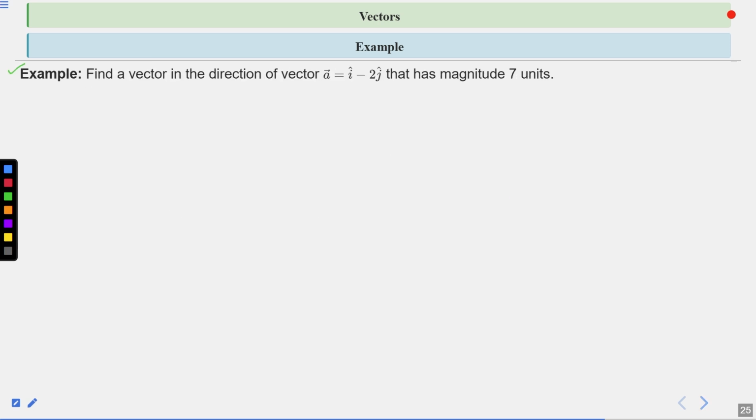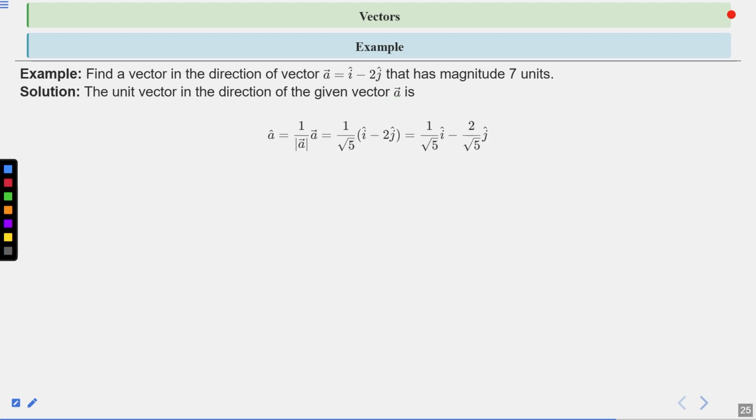Next question. Find a vector in the direction of vector a = i cap minus 2j cap that has magnitude 7 units. So find the vector. The unit vector in the direction of the given vector a is vector a divided by mod of vector a.